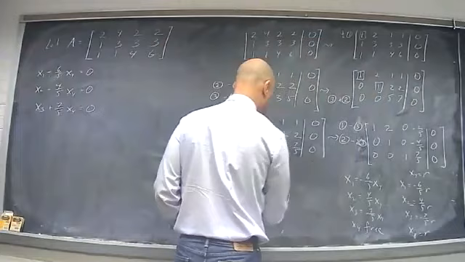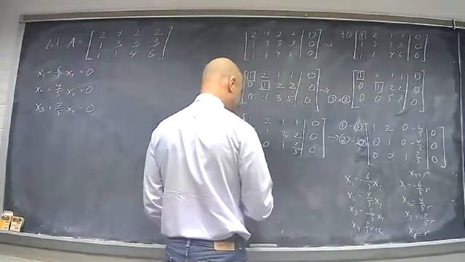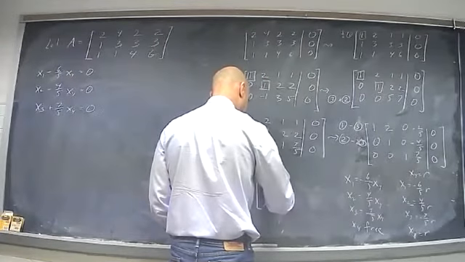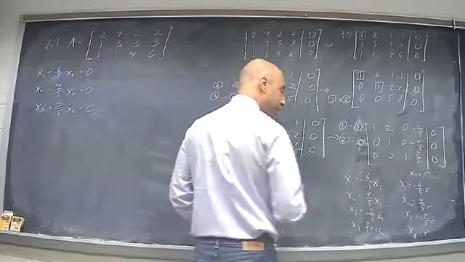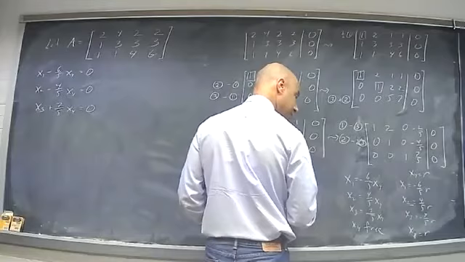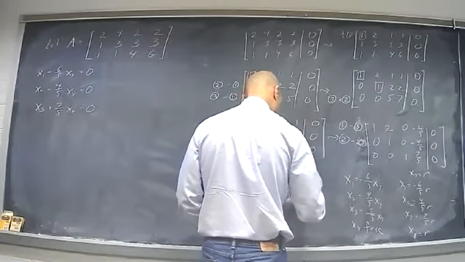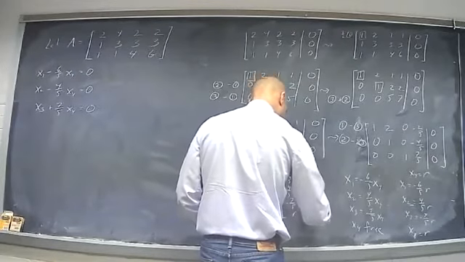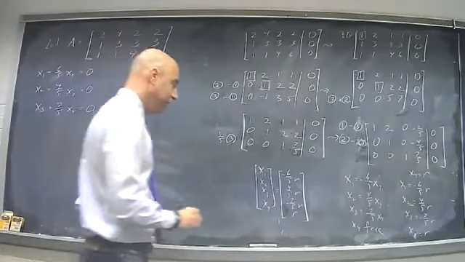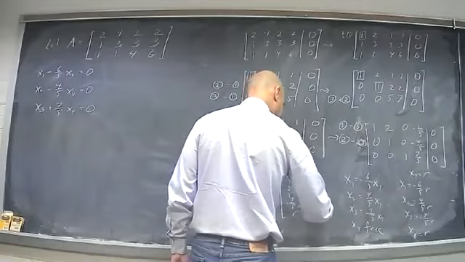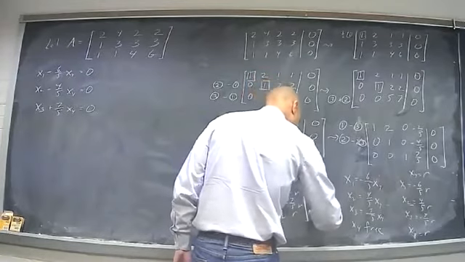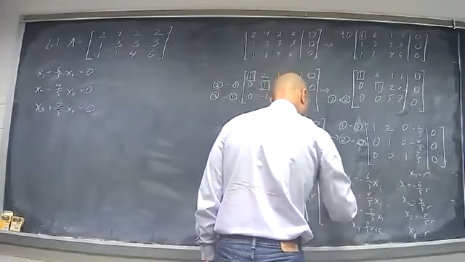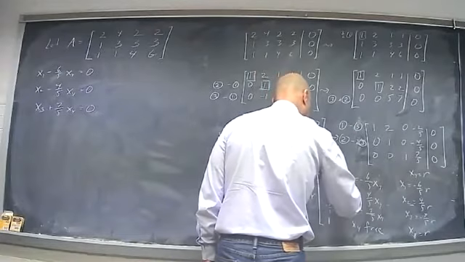And I can write this in vector form. I've run out of room over there, but I can write this in vector form as x1, x2, x3, x4 equals minus 6/5 r, 4/5 r, minus 7/5 r, and r, which is really, I can pull out the r, that's really equal to r times minus 6/5, 4/5, minus 7/5, 1.